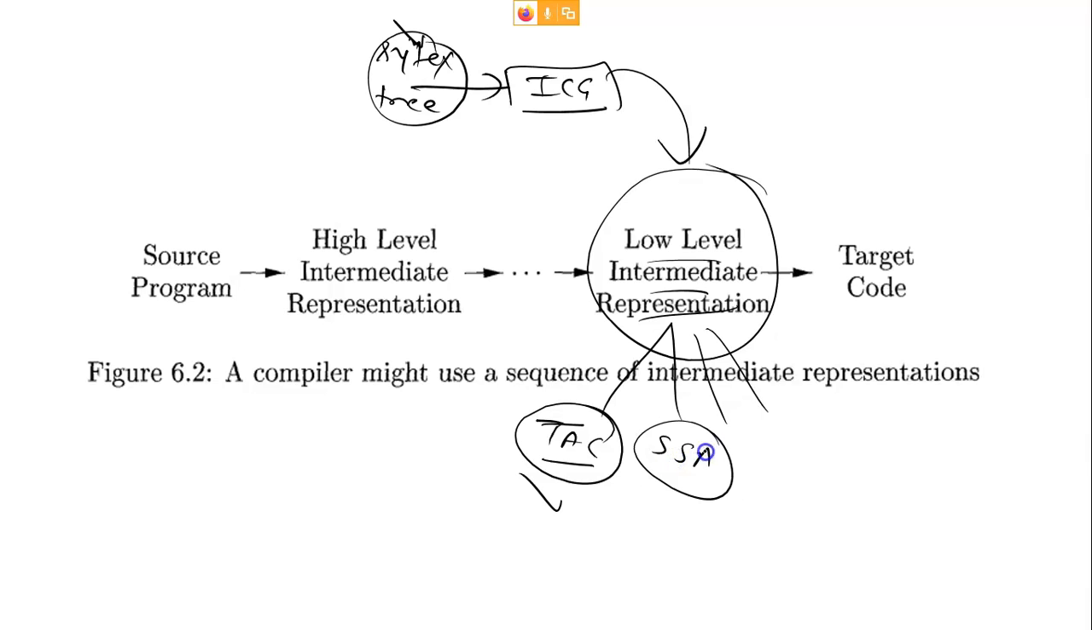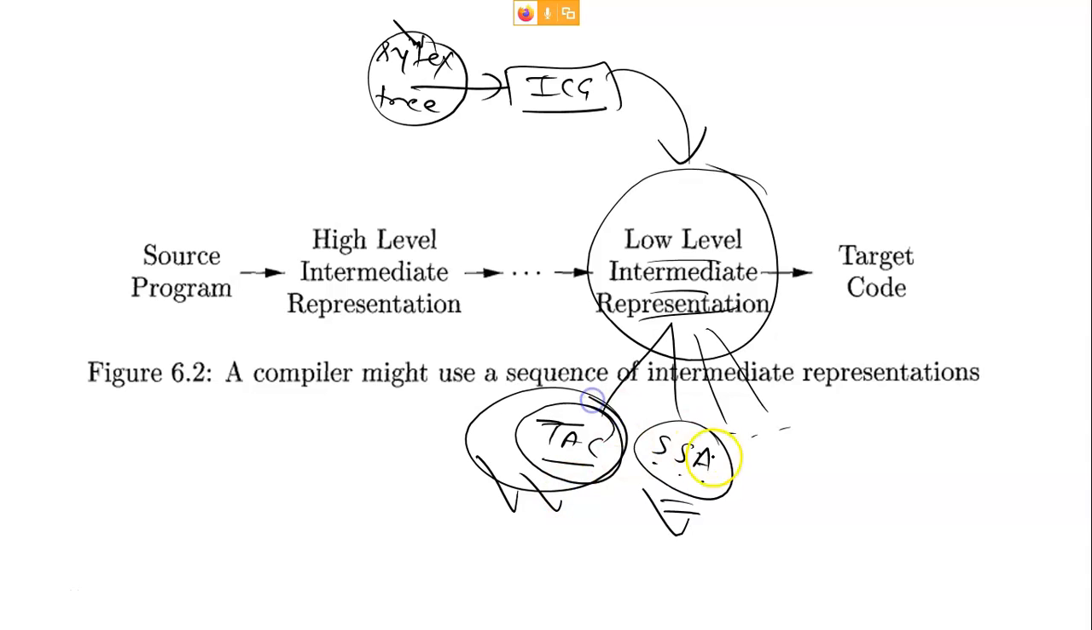Some compilers use SSA, static single assignment, which is another form of intermediate representation. And some other compilers use different representations, like syntax tree or postfix notation. You already know all those things. So today our focus will be TAC and SSA.